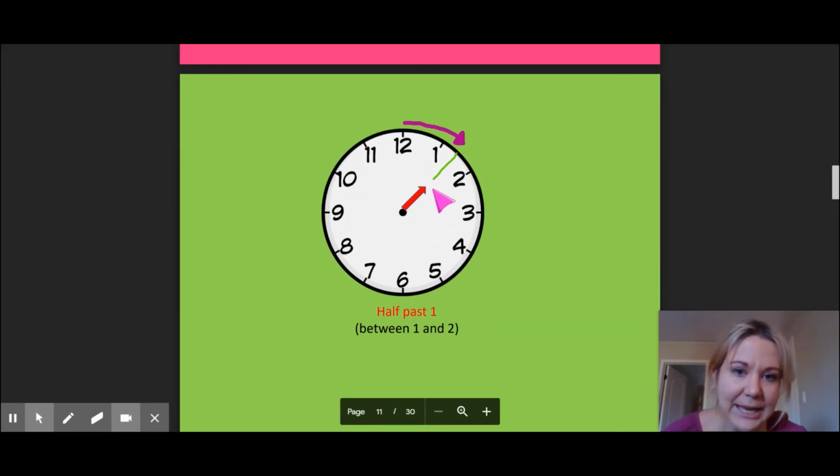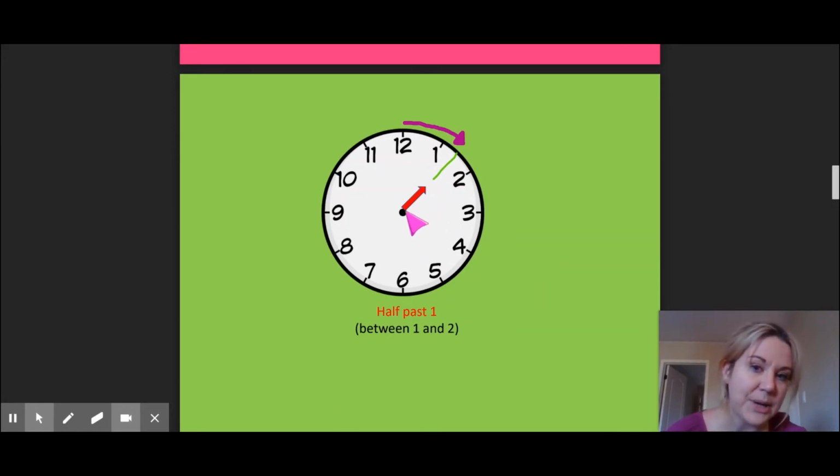Here the hour hand is halfway between two numbers. Which numbers is it between? Good, the 1 and the 2. So it's pointing right between the 1 and the 2. If we follow the path the hand takes, it's made it to the 1 and it's made it a little bit past the 1, but not to the 2 yet. So it's 1:30.